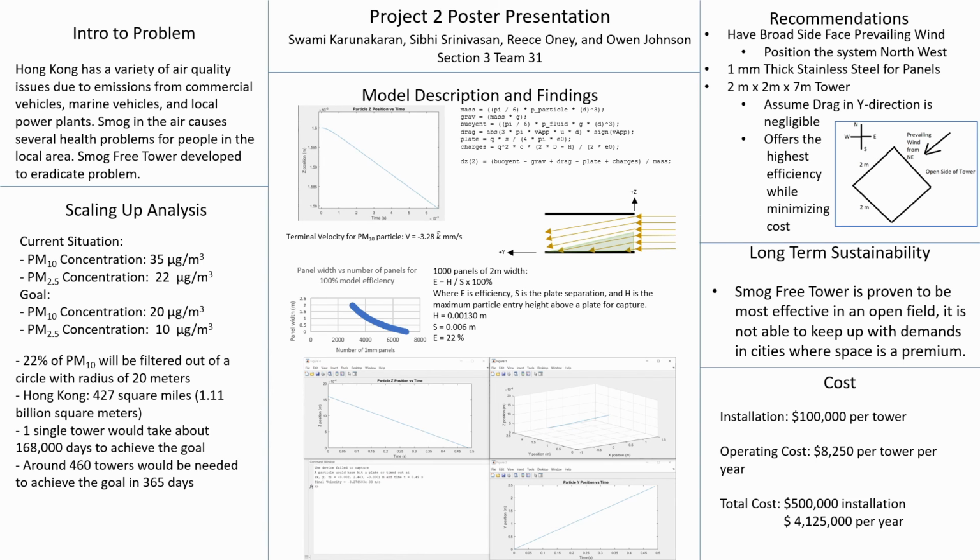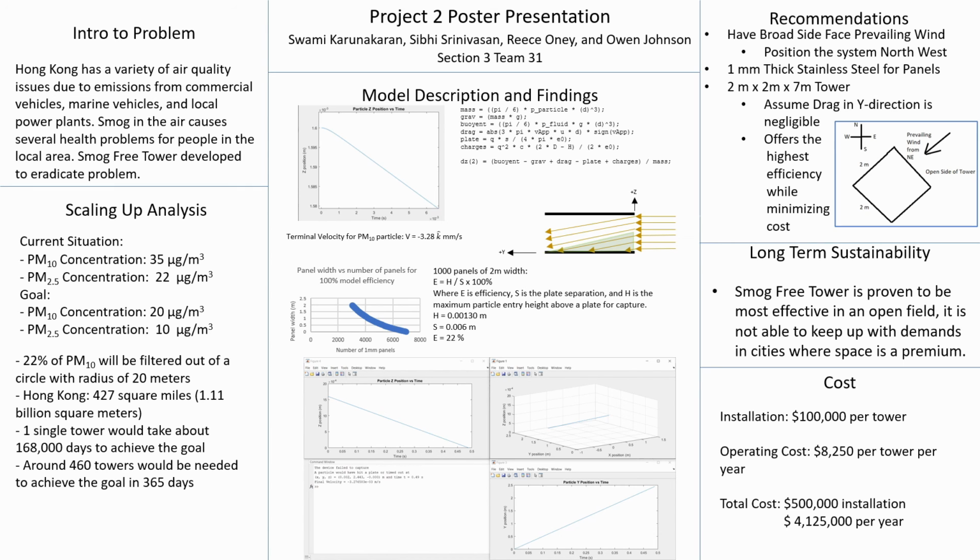Finally, long-term sustainability. The team decided that the smog-free tower does not present a long-term solution for Hong Kong. It was found that the tower is effective in open fields and in crowded places. And in crowded places like Hong Kong, it would be hard to find room for all of the towers to make an impact. With that being said, some towers could make a small impact and last a long time. The stainless steel panels and low operating costs make it a long-lasting tower that will have some impact on the smog, just not reach our goal.